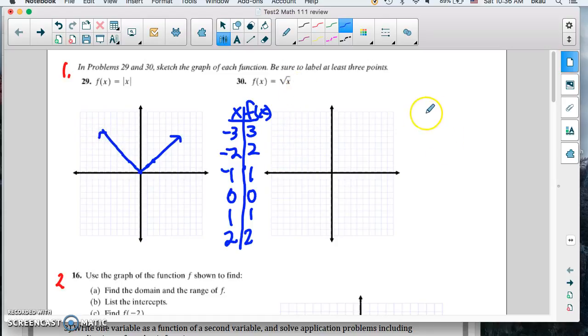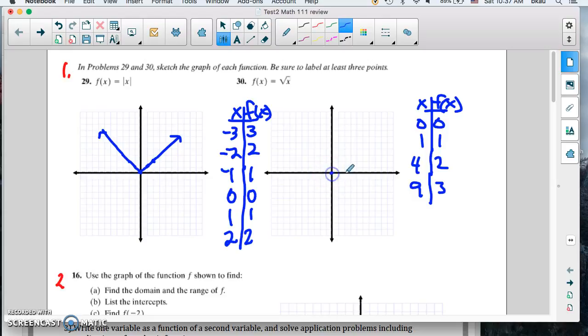Alright, square root of x on this one. We cannot put in negative numbers because there is no square root of negative numbers, so we're going to start with 0. Square root of 0 is 0. Square root of 1 is 1. Square root of 2 we don't know, so we're going to skip up to the next square root I know, which is 4. Square root of 4 is 2, and the next number I know is 9, whose square root is 3. So we're going to go with that.